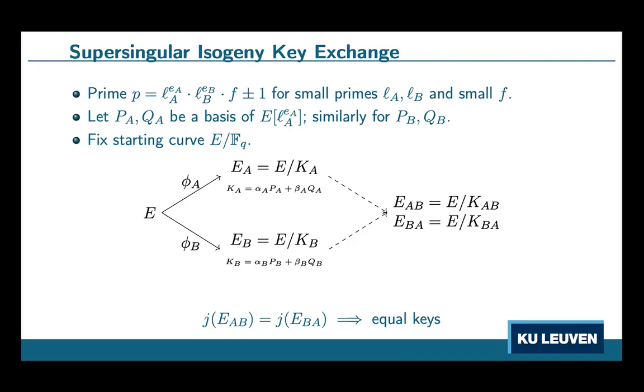So given this background, how do we do something that's key exchange-like? The first thing to do is to take a bit of a special prime, where it's going to be a power of LA and a power of LB, both of small primes, times a cofactor and then plus or minus 1. So these small primes can be 2 or 3. For efficiency reasons, this means the protocol can run quite quickly.